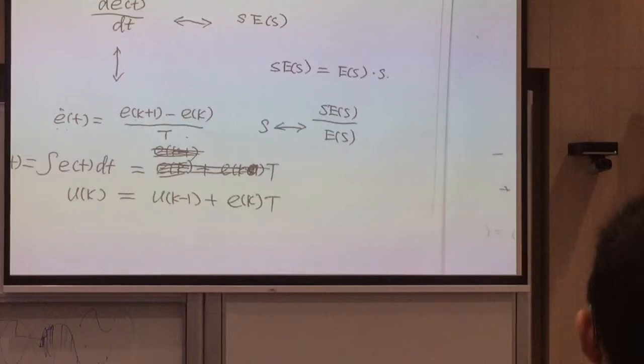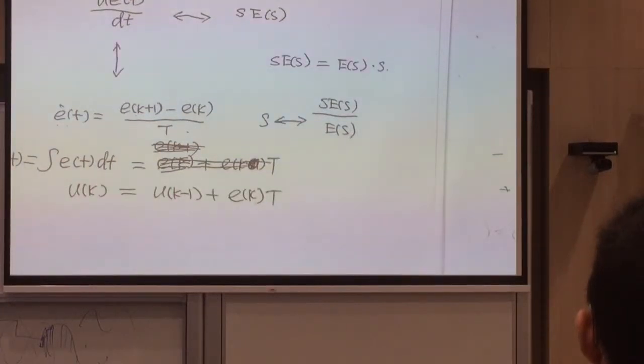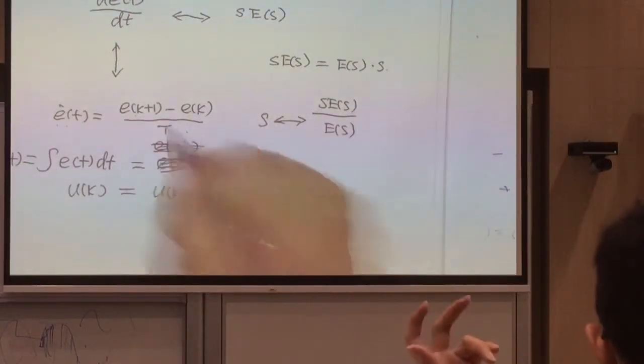Then if you look at the Z transform, your plus 1 or minus 1 in the time delay is multiplied with Z, or Z to the minus 1, right? So your time delay will become a multiplication of Z.